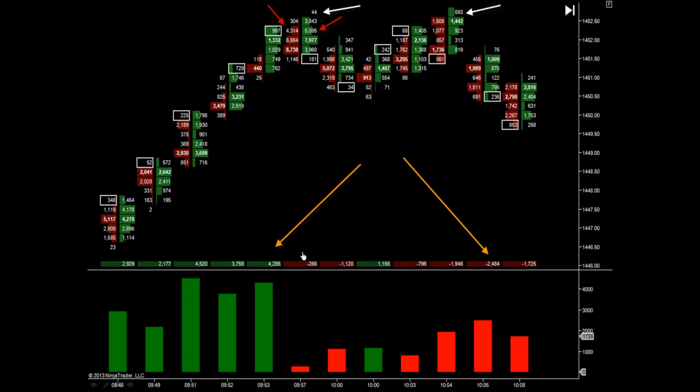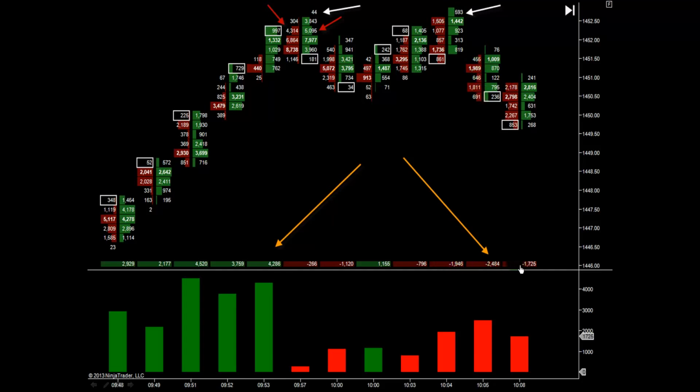As we get that second attempt to the high, as we've moved kind of sideways here, we can see minus 266 is pretty neutral on the delta. Minus 1,000 and then plus 1,000, well, those two kind of cancel each other out. Minus 796, minus 1946 on this bar with the right hand side white arrow. It's at this point when the buyers fade that you then start to see a lot more size on the sell side, and we start to see the delta actually going negative.